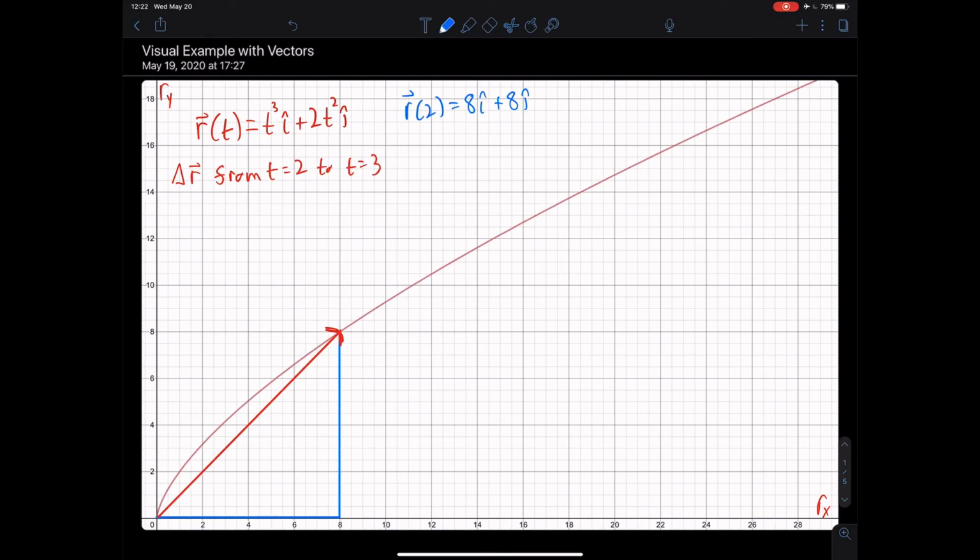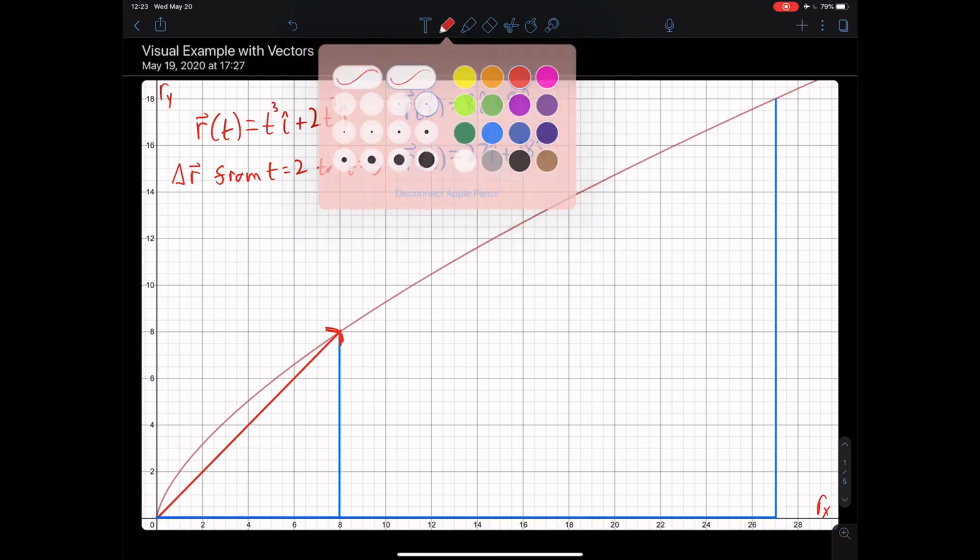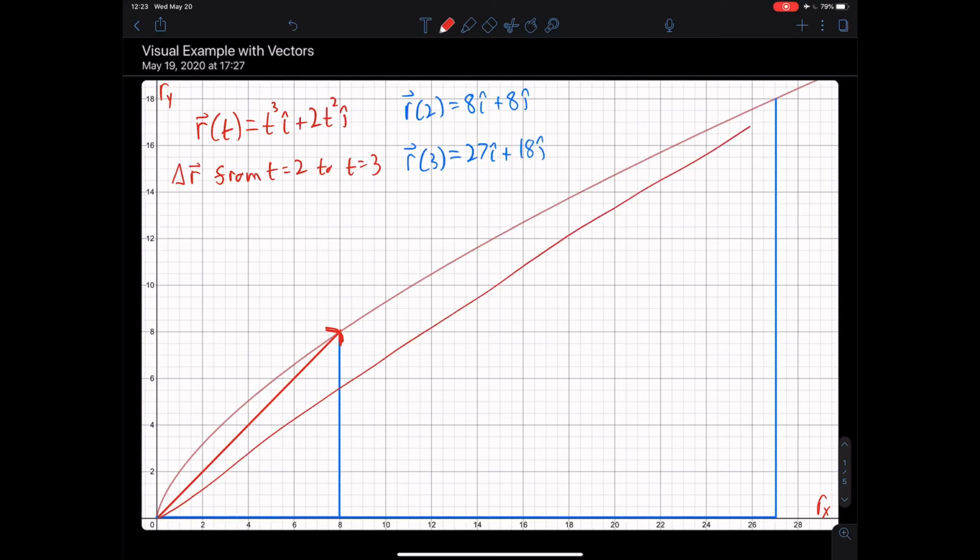All right, so from r of 2, we move to our position at 3. 3 cubed is going to give us 27, so that's 27 i hat. 3 squared is 9, times 2 is 18, so this is 18 j hat. So we go 27 in the horizontal, and then we go up 18 in the vertical, and that lands us right exactly there. And our position vector there, we can give by this line right here.